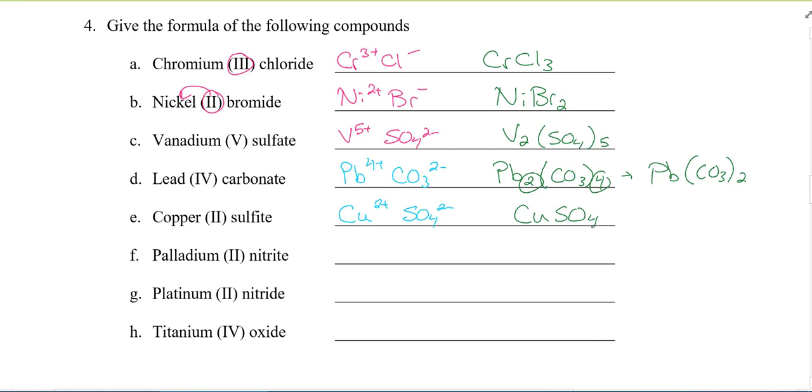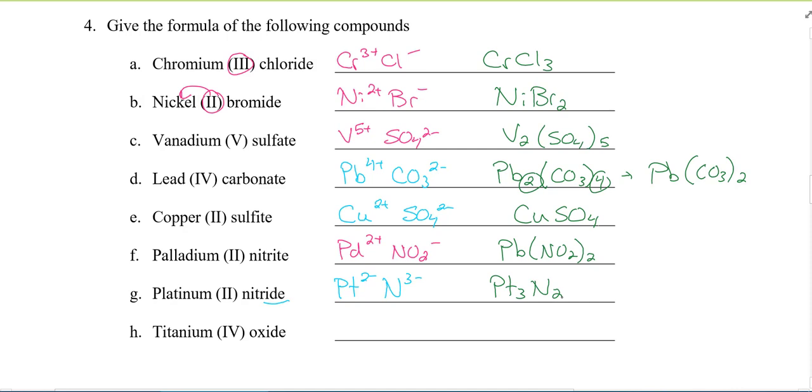Palladium, Pd2 plus, nitrite, NO2 minus. So we get, looks like it's going to be Pd(NO2)2. Platinum 2 nitride. Pt2 plus, nitride, ide is probably an element, N3 minus. So we get Pt3N2.